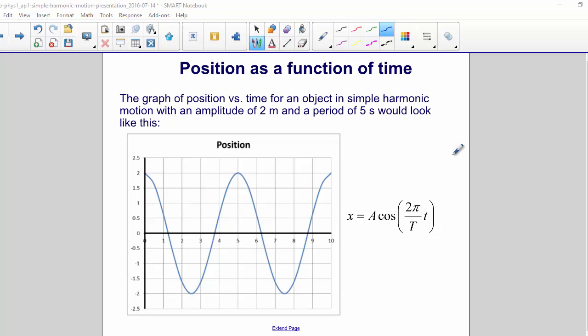The graph of position versus time for an object in simple harmonic motion with an amplitude of 2 meters and a period of 5 seconds would look like this. We can see that here the amplitude is 2, and the period is 5 seconds. So this particular graph would have an equation of x equals 2 cosine of 2 pi over 5 times t.